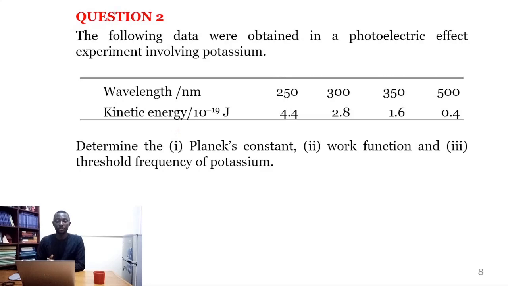Our second question says, the following data were obtained in a photoelectric effect experiment involving potassium. Here is wavelength, here is kinetic energy of ejected electrons. Determine the Planck's constant, work function, and threshold frequency of potassium.